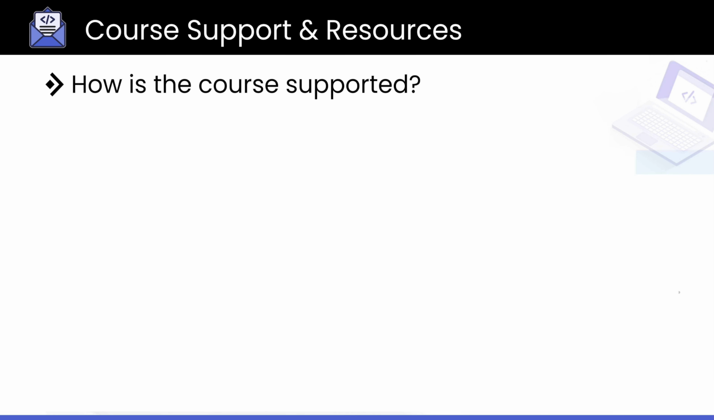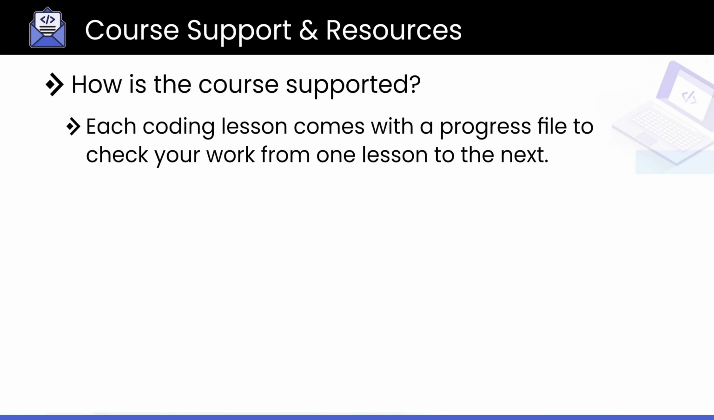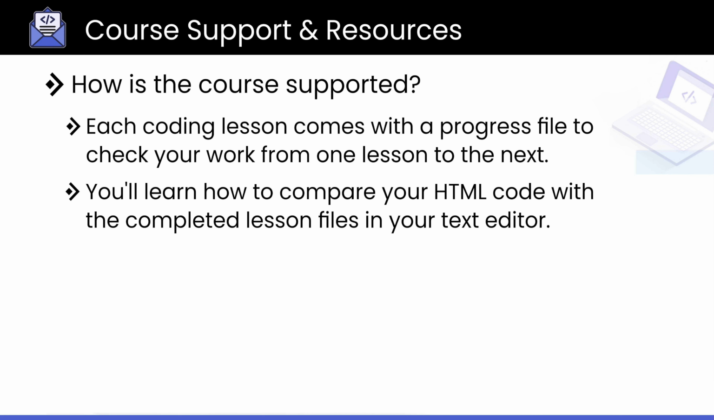In this short lesson, I'll go over course support and resources. So how is the course supported? First off, each coding lesson in the course comes with a progress file to check your work from one lesson to the next. So while coding along with me in the course, if you think you've made a mistake, you can just check the progress file or start fresh with the completed code up to that lesson with the progress file. And this goes along with learning how to compare your HTML code with the completed lesson files in your text editor, along with the foundational skills you'll be learning in HTML and CSS.